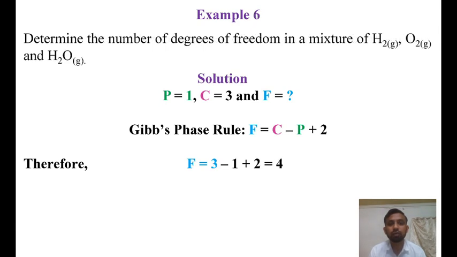Determine the number of degrees of freedom in a mixture of hydrogen gas, oxygen gas and H2O gas. Here P is 1, components 3, and therefore F is equal to 4. The number of components will depend upon the method used to prepare the system and the final state of the system. Thus, if we are dealing with a mixture of three gases, that is components is equal to 3 and phase is equal to 1, F is equal to 4. This means that temperature, pressure and the composition of two of the three components must be specified. Therefore F is equal to 4 for this example.